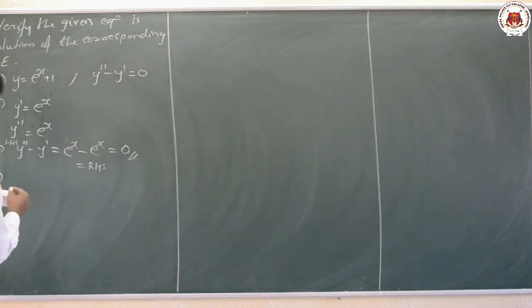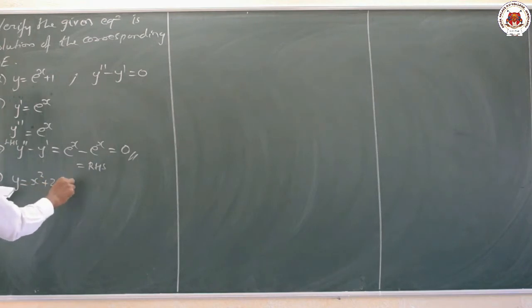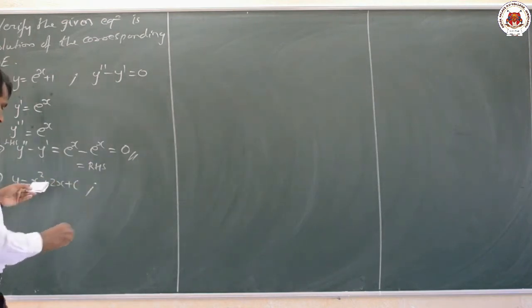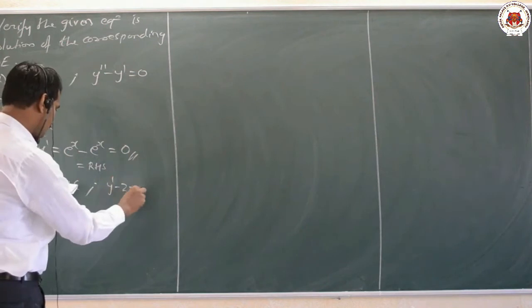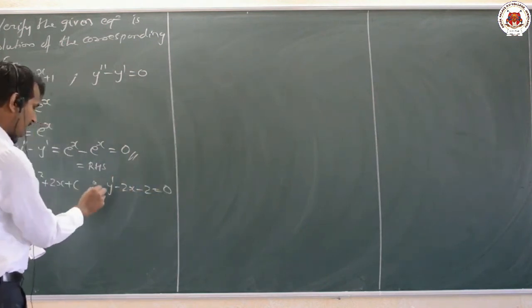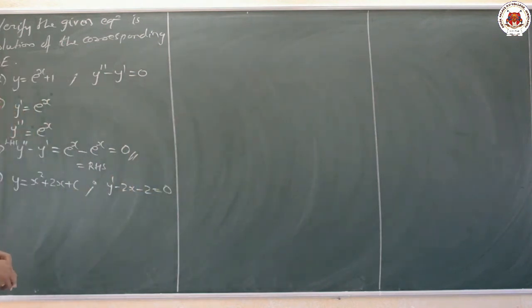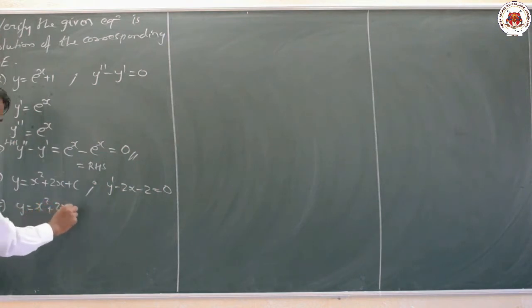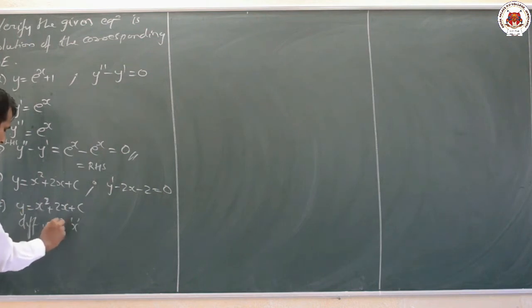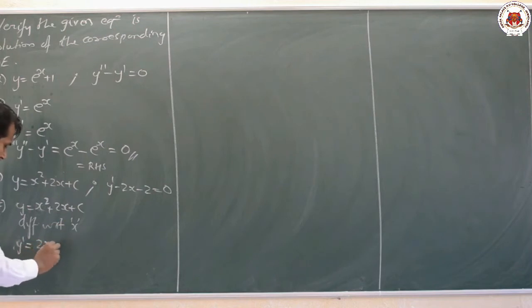We shall move on to the next problem. That is y equal to x square plus 2x plus c. Whether it is a solution of y dash minus 2x minus 2 equal to 0 or not. This is our given differential equation. Now here y equals x square plus 2x plus c. Differentiate with respect to x, so y dash equals 2x plus 2.